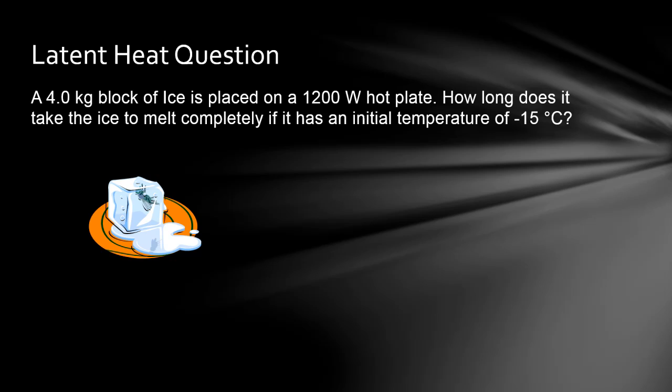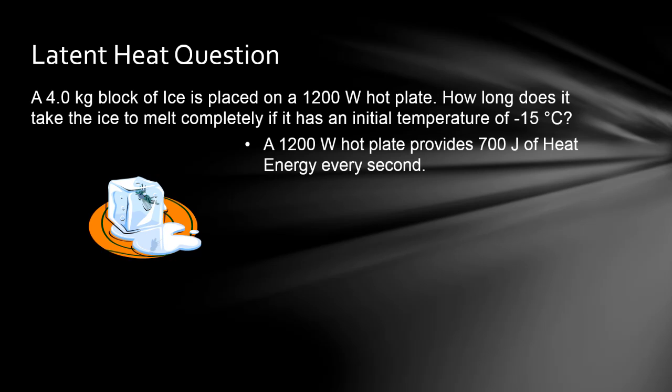So here's an example question. I have a 4 kilogram block of ice that I place on a 1200 watt hot plate. How long does it take the ice to melt completely if it has an initial temperature of negative 15 degrees Celsius? A 1200 watt hot plate provides 1200 joules of heat every second. Using the power equation, the heat energy equals the power times the time. Remember this, we're going to substitute it in the next 2 slides to solve some of these problems.